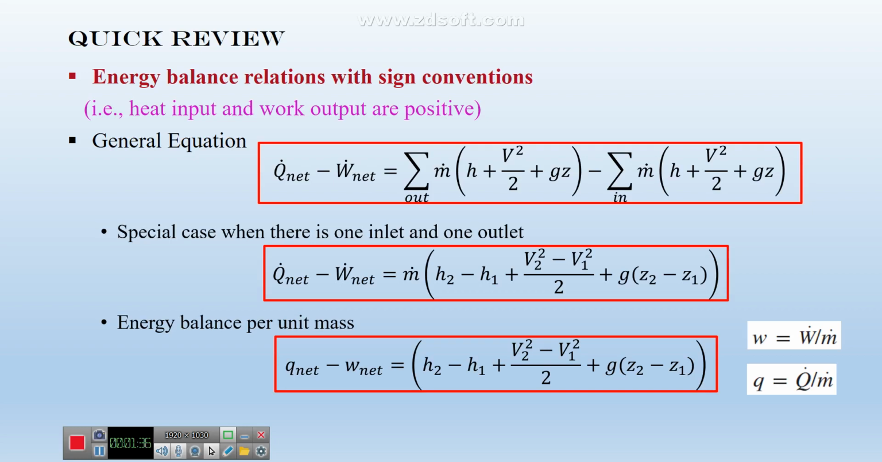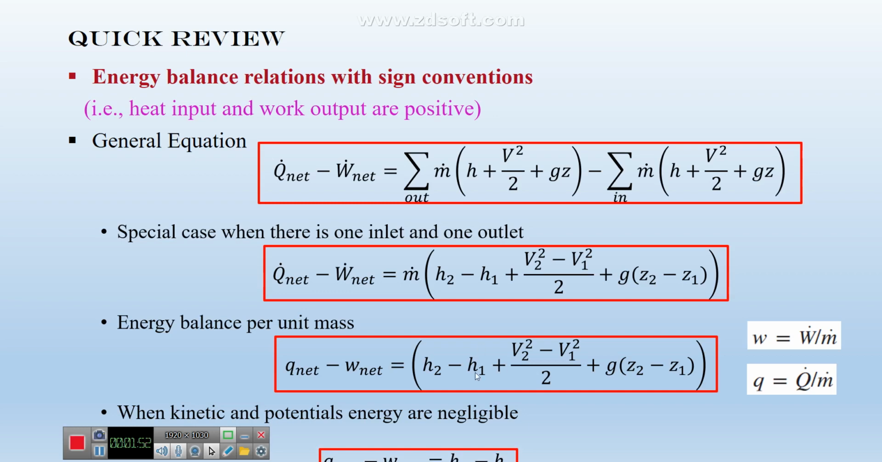Also you can write this equation based on the unit mass. If you don't have the m dot, you can just divide both sides by the m dot. And then if you assume that the kinetic energy and potential energies are negligible, we already discussed it in the class, so you can simplify the first thermodynamic law for open systems and a steady state condition into this equation.